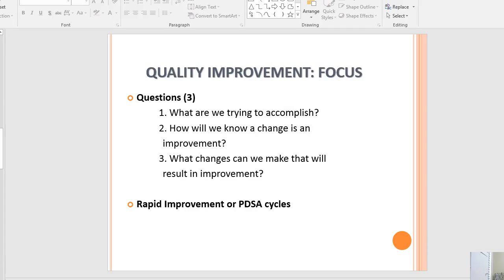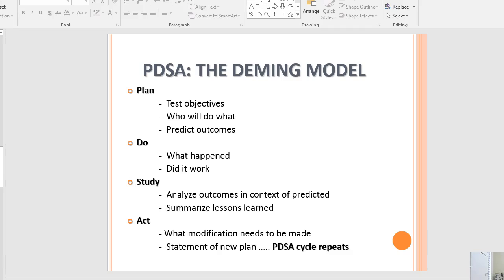All right, so there are 3 questions on quality improvement. So what are you trying to accomplish? How will we know a change is an improvement? And what changes can we make that will result in an improvement? So what do you want to change? How are you going to measure that change? And what do we have to do to make that change happen?